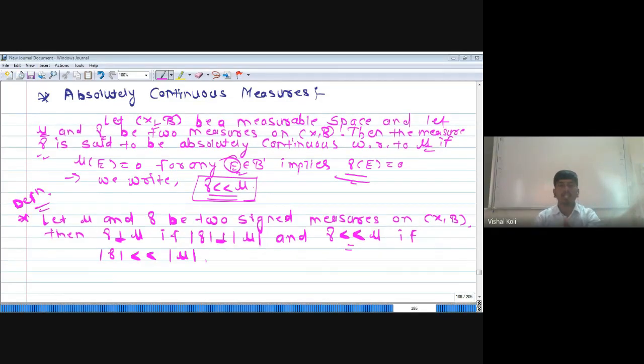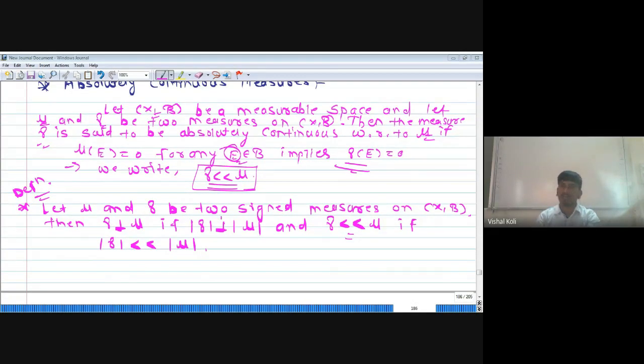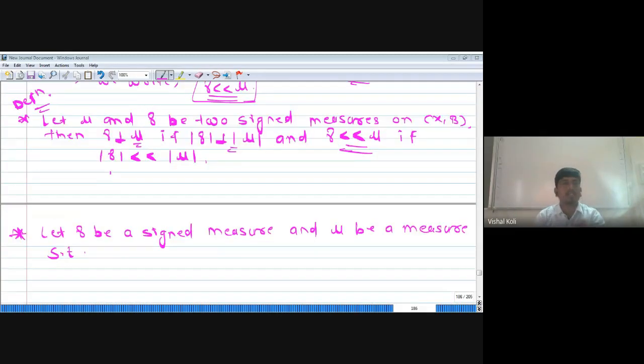But if we have two signed measures, that is mu and gamma are two signed measures, then gamma is mutually singular with mu if its total variation is mutually singular with the total variation of mu, and gamma is absolutely continuous with respect to mu whenever the total variation of gamma is absolutely continuous with respect to the total variation of mu. It means the total variation of gamma, which is gamma plus plus gamma minus, is mutually singular with mu plus plus mu minus.